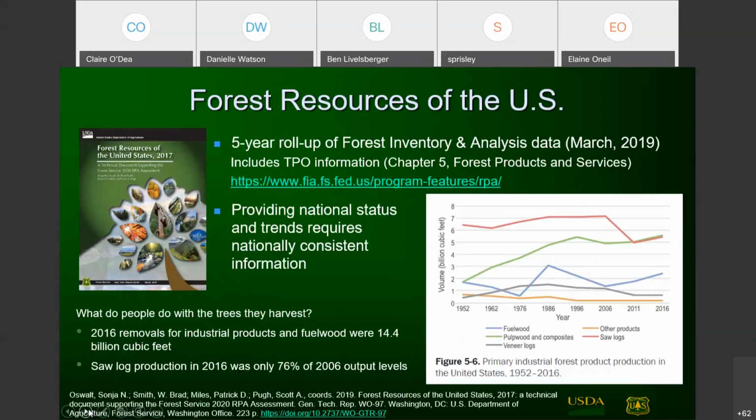A key publication that's part of the RPA assessment and contains TPO information is the Forest Resources Report. This report is essentially a roll-up of forest inventory and analysis data and is published in advance of every RPA assessment and update. Our last Forest Resources Report was published in early 2019. And Chapter 5 contains TPO information and is focused on forest products and services. This information is used by states and Congress for official reporting purposes and to support funding and policy decisions.